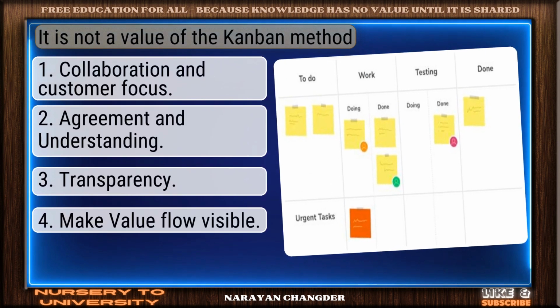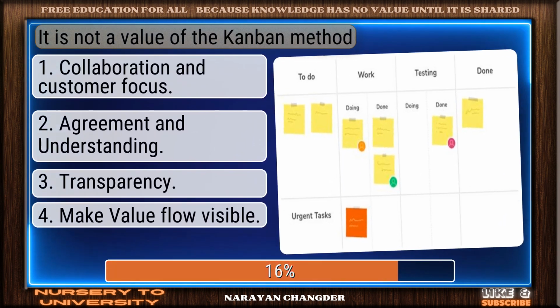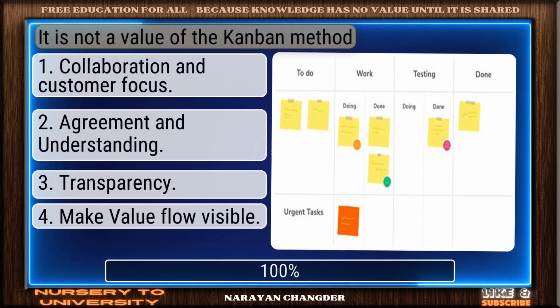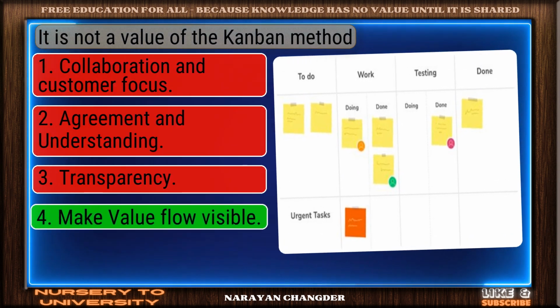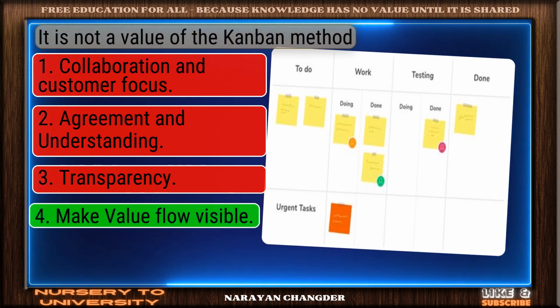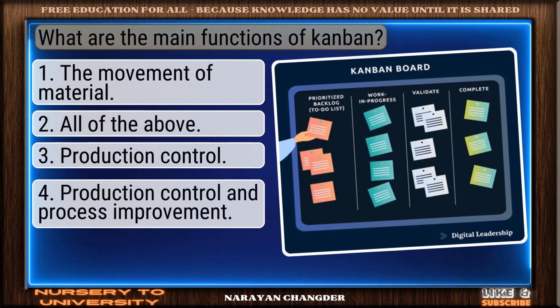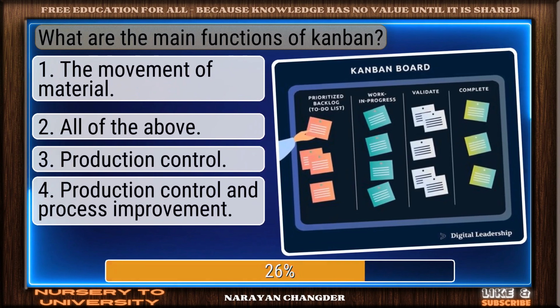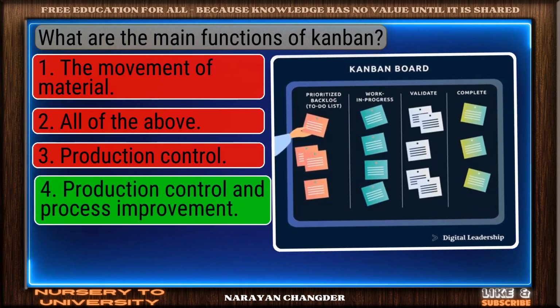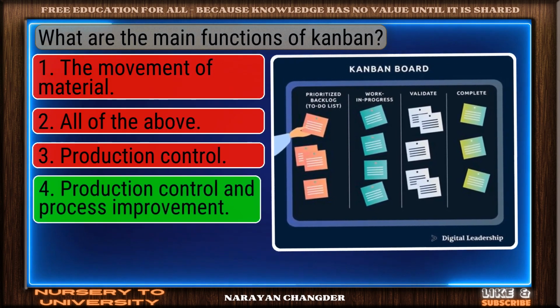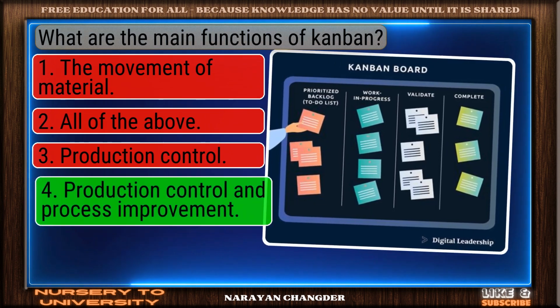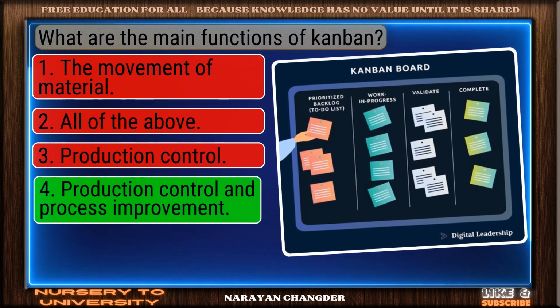Question number 15. Which is not a value of the Kanban method? You're right. Make value flow visible is the correct answer. Question number 16. What are the main functions of Kanban? Great thinking. Production control and process improvement is the right choice.